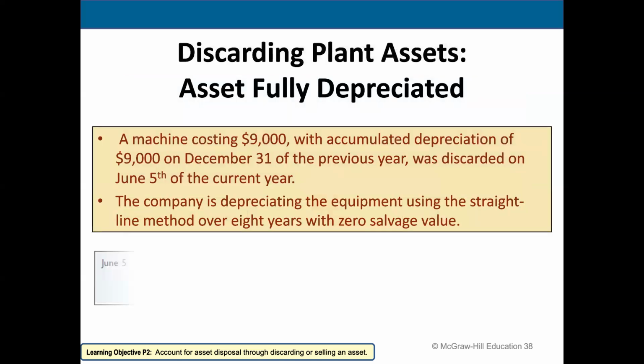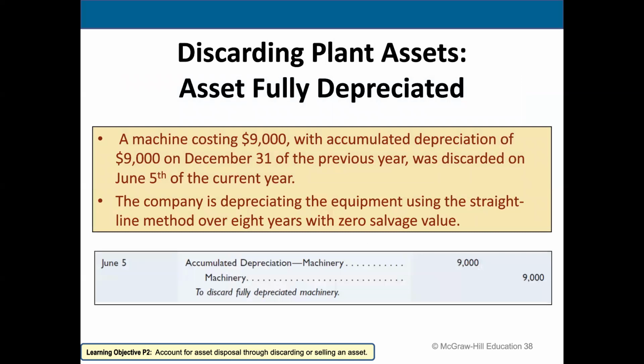All right, so let's look at an example. So here we have a machine that costs $9,000 with accumulated depreciation of $9,000. So this asset is fully depreciated. So the book value is zero. And it has zero salvage value.